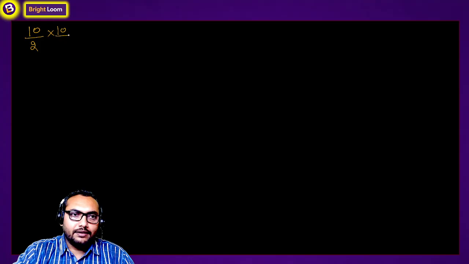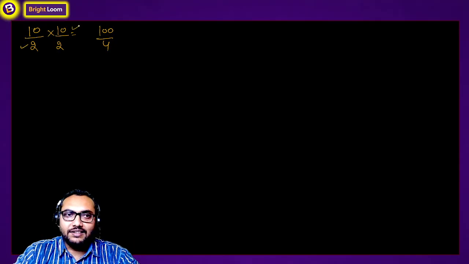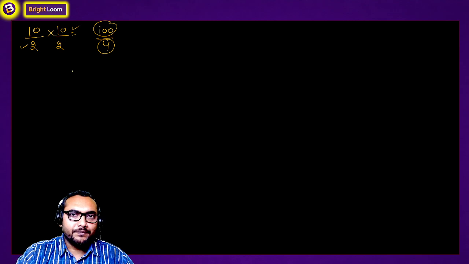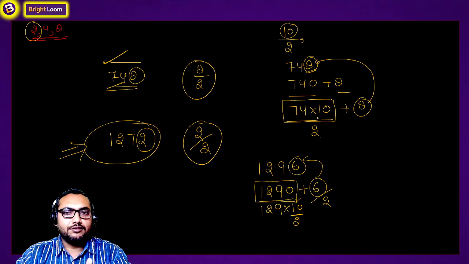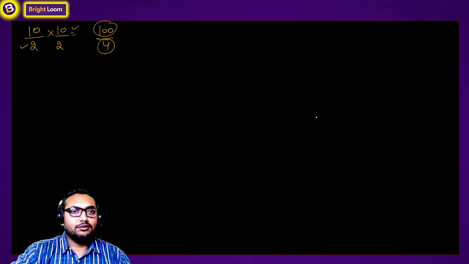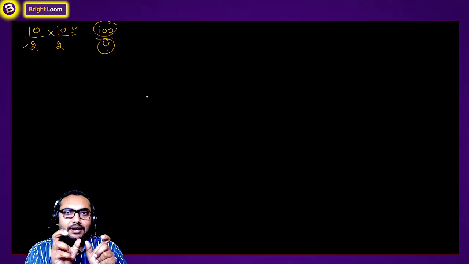Okay. Now, the way 10 is completely divisible by 2, if I write 10 over 2 multiplied by 10 over 2, this is going to be 100 over 4. So can I say that if 10 is completely divisible by 2, and this other 10 is also completely divisible by 2, then 100 is completely divisible by 2? The way we were splitting the number earlier so that we could get 10, now we'll split the number in such a way that we get 100, I mean, two zeros at the end.